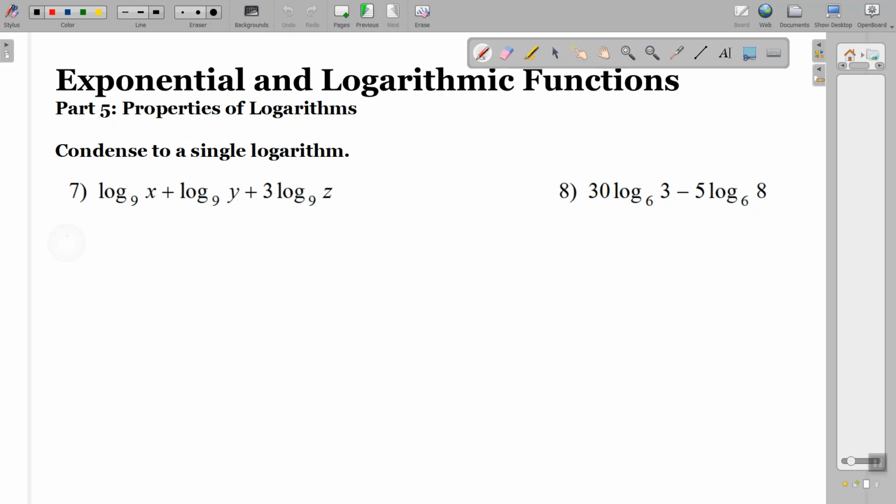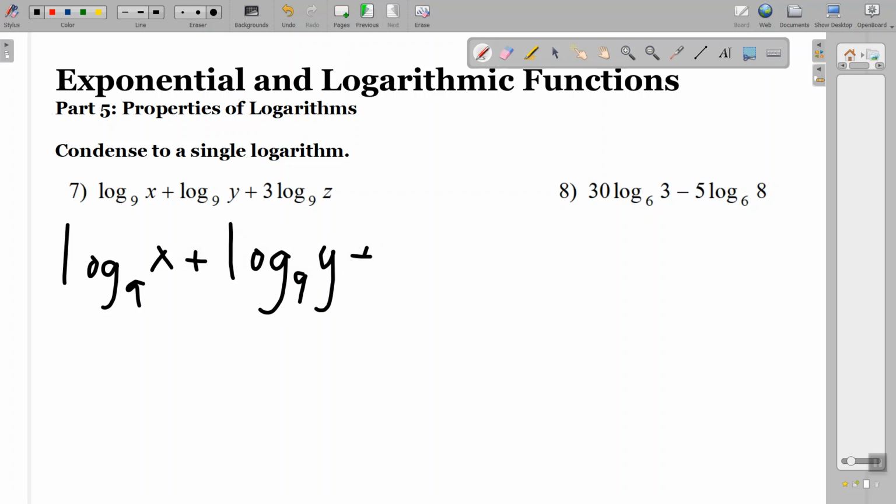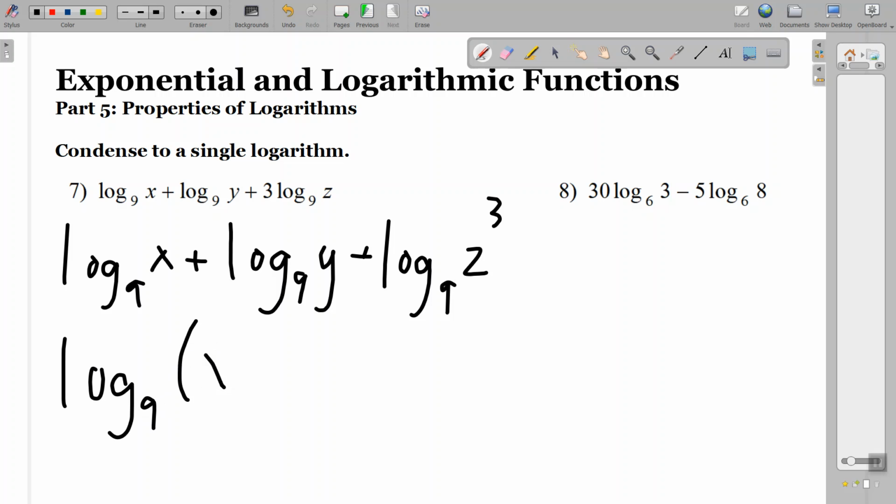All right, I see log base 9 of x plus log base 9 of y, but this one can be log base 9 of z to the 3rd. Okay, and then in one logarithm, that would be log base 9 of x multiplied by y multiplied by z to the 3rd. Okay, all one logarithm.